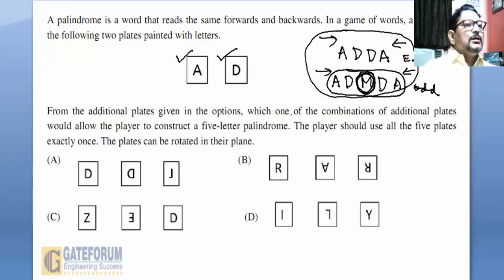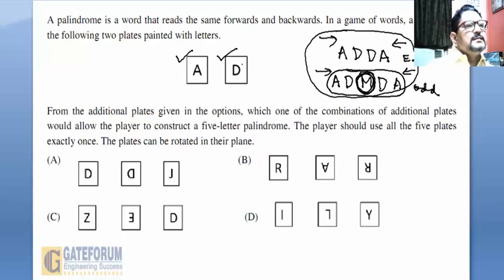So, which one of the combinations of additional plates would allow the player to construct it, and the player should use all the 5 plates exactly once. The plates can also be rotated in their plane. Okay, so you can move it very clearly. This is D, so this doesn't look like a natural D, so you can rotate it if you want. Now look here, if it is A, 2 D's are there.